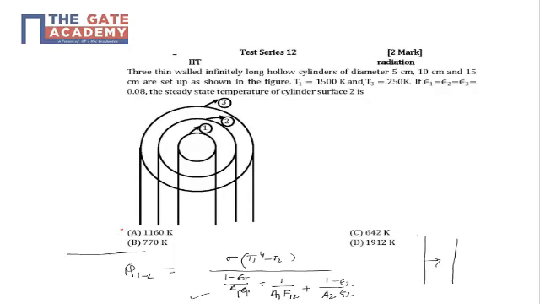So it's really a simple problem. The only thing you have to understand is that first you have to remember this equation, and then apply it in steady state: Q12 is equal to Q23. The answer is A, 1160 for T2. Thank you.